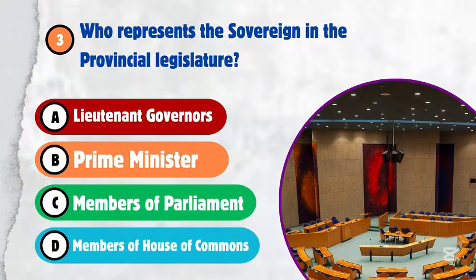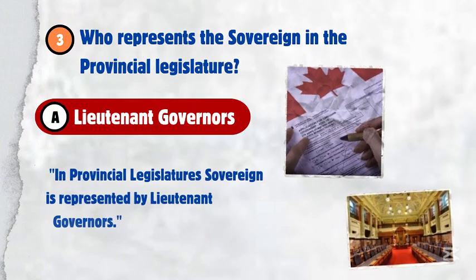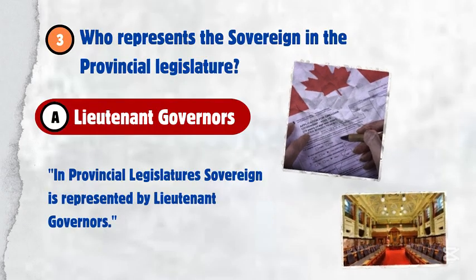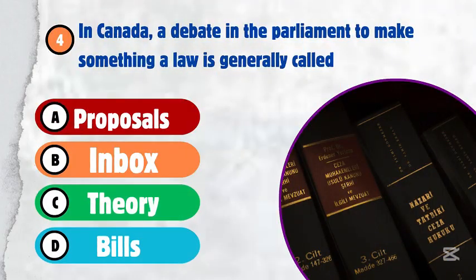3. Who represents the Sovereign in the provincial legislature? A. Lieutenant Governors, B. Prime Minister, C. Members of Parliament, D. Members of House of Commons. Answer: A. Lieutenant Governors. In provincial legislatures, the Sovereign is represented by Lieutenant Governors.